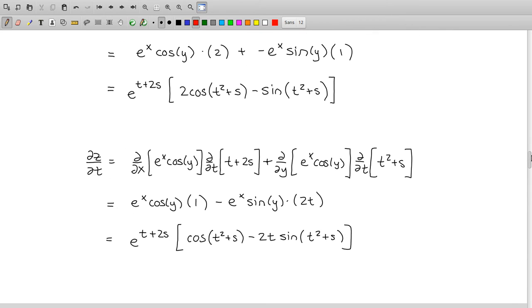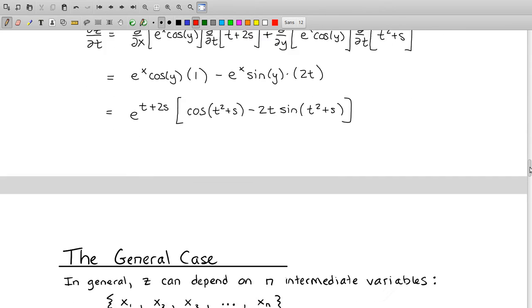And then what is partial z partial t? It's the same thing. First, I just insert into the formula the different derivatives: the x derivative of z times dx dt plus dz dy times dy dt. And then I compute those derivatives, and then I simplify. So really this is just a matter of remembering a couple of formulas, remembering really this tree chart.